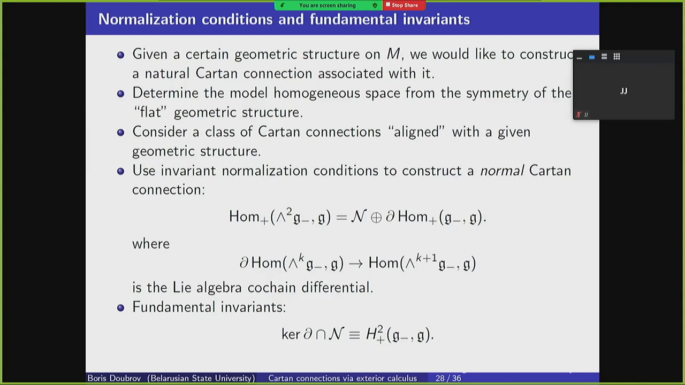So what is this? In this case, D is again the same codifferential, and it now maps lambda squared G minus to G maps. It is in degree 2. So it maps 2-cochains into 3-cochains. But we need to be in the kernel of D, and we are in the normalization conditions. So we see that actually this space now becomes isomorphic to the cohomology of Lie algebras.